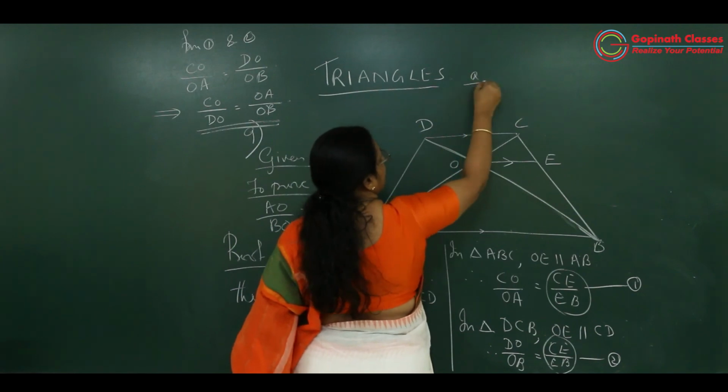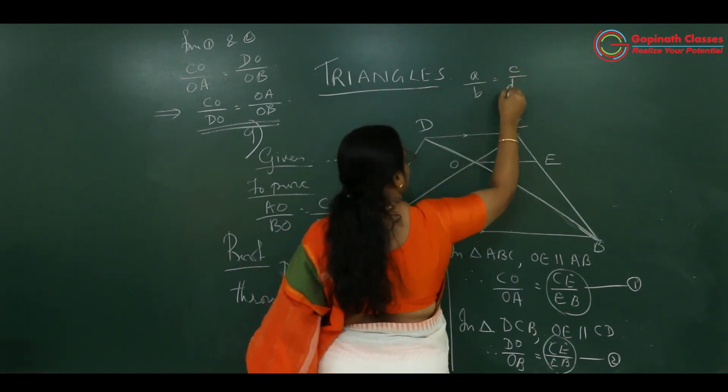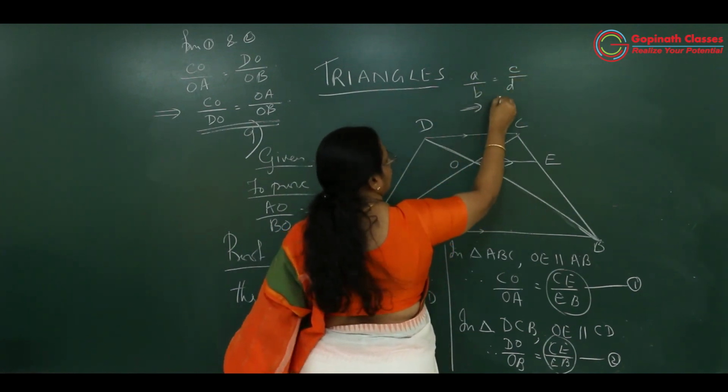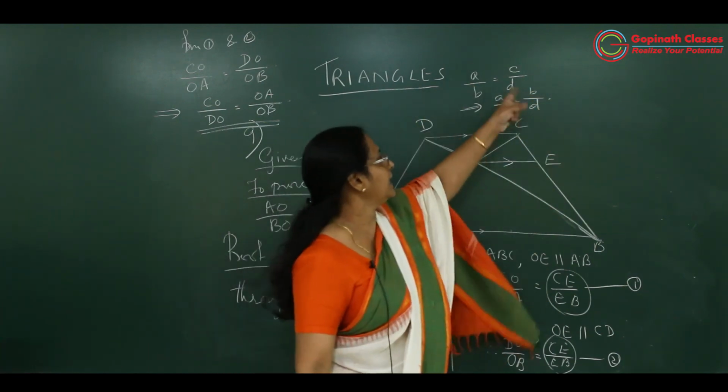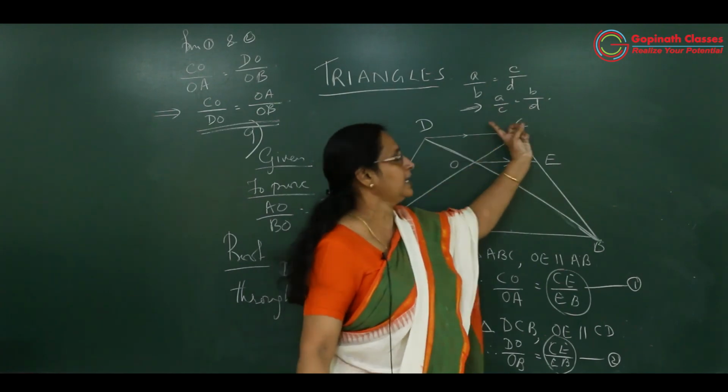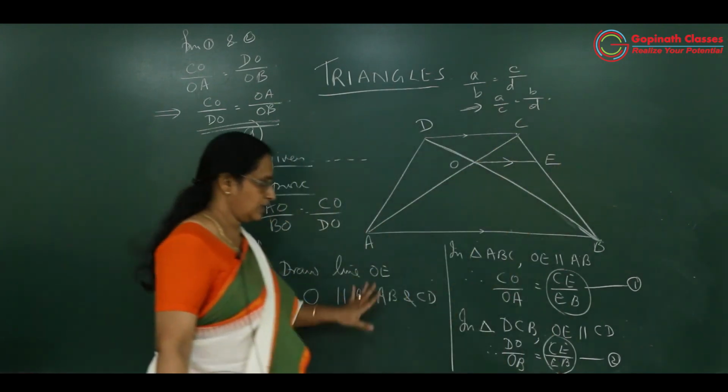You can see that A by B is equal to C by D है. So what does it imply? I can write A by C is equal to B by D. In any way, you're getting AD equal to BC. इधर भी मिलेगा AD equal to BC. Okay. So by this.